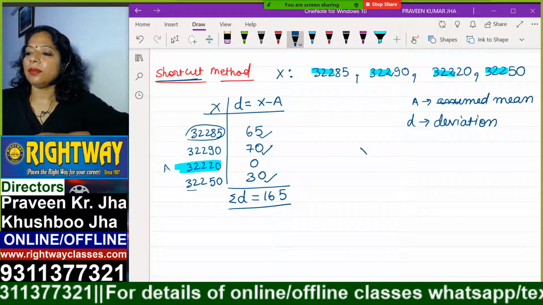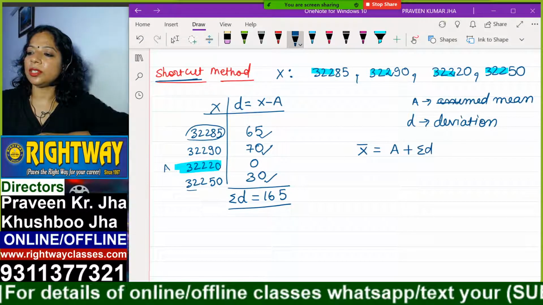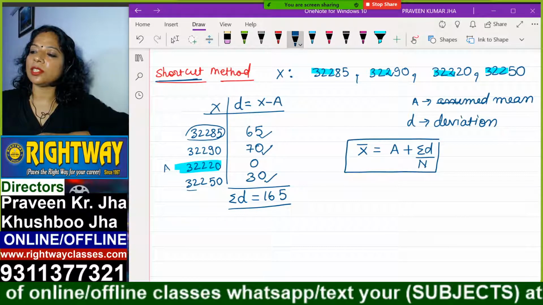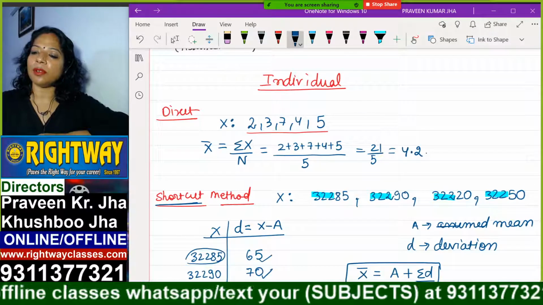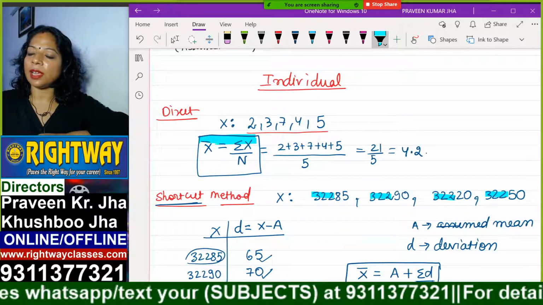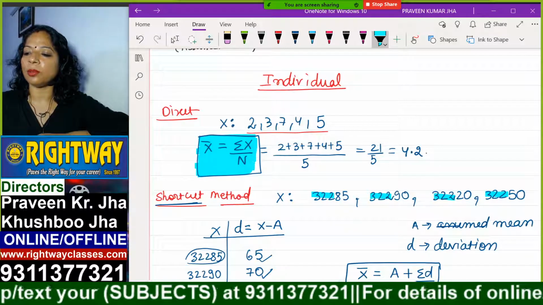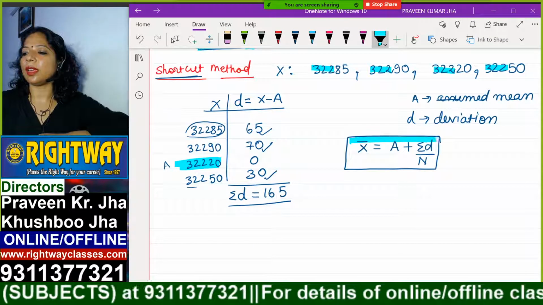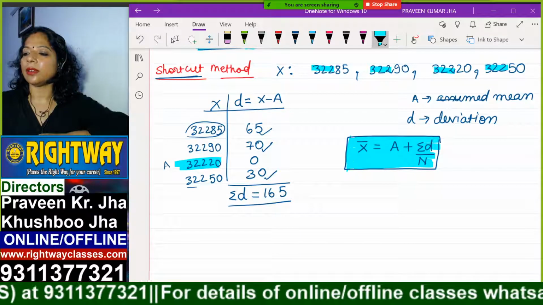So here the mean formula is a plus summation d upon n. This you have to remember. Earlier our formula was mean is equal to summation x upon n. Whatever I am writing in the box and highlighting, that is the main formula that you have to remember. So this is the second formula: mean is equal to a plus summation d by n.